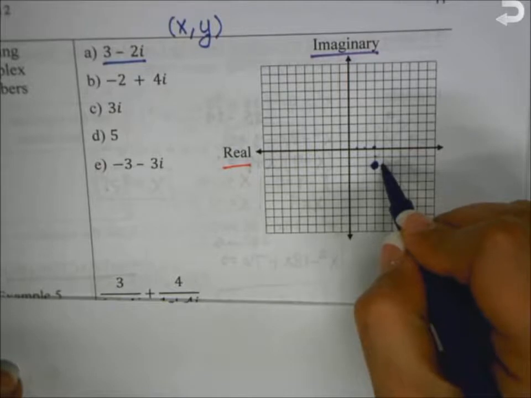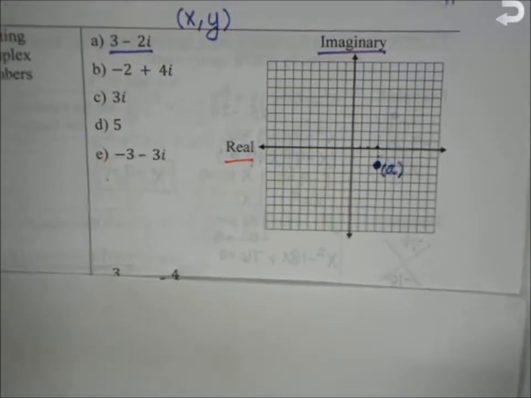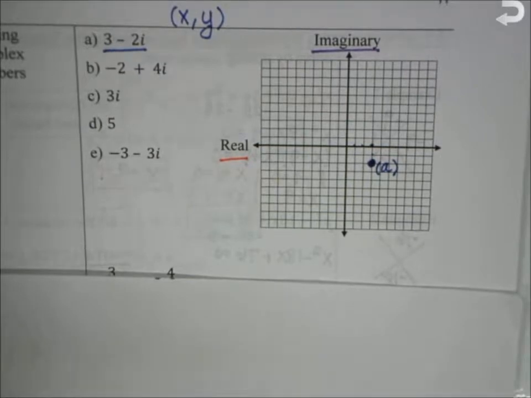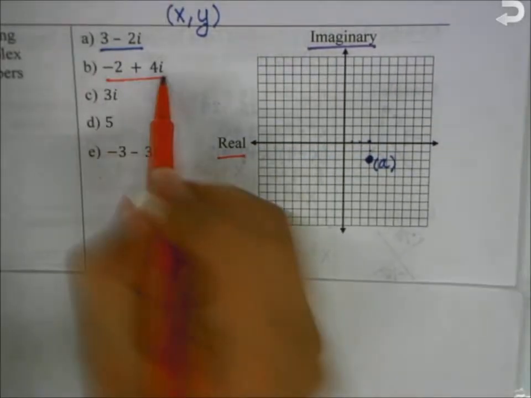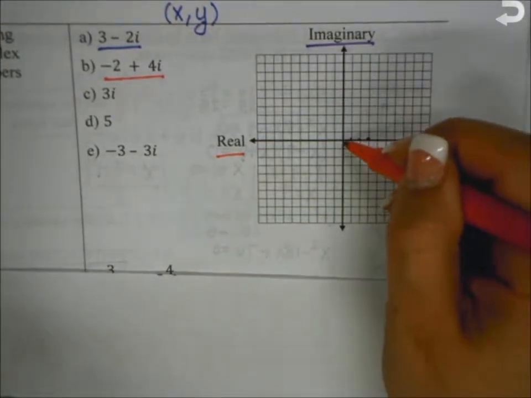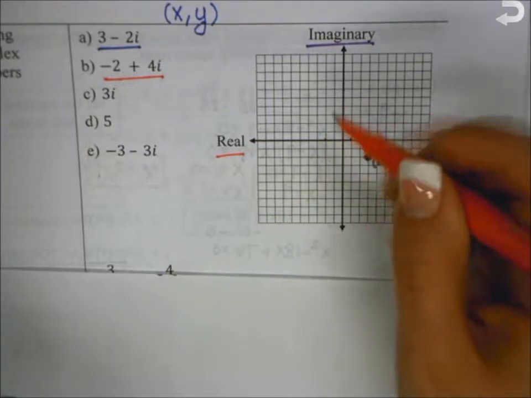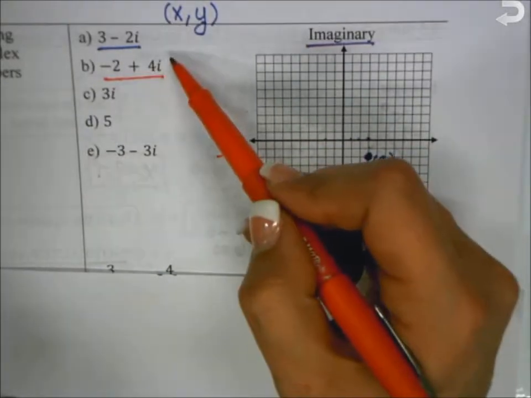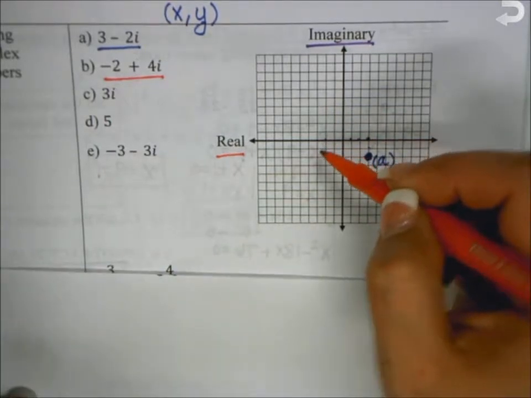Negative 2 plus 4i. What's the real part? Negative 2. So we're going to go along the real axis, negative 2. And then my imaginary part is positive 4i. So we're going to go up along the i-axis 4 spaces. So 1, 2, 3, 4. And that's where we put our point. And that's B. Make sense?